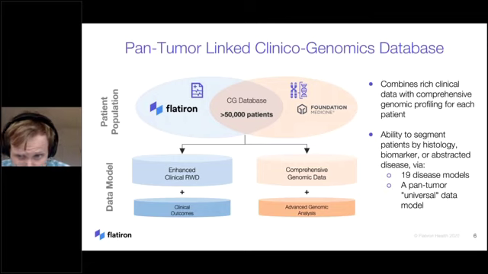This is one of our products that uses external data as well. So we have our Flatiron EHR data, which we unite with genomics data from a company called Foundation Medicine, and now we have over 50,000 patients where we have this enhanced clinical real-world data united with comprehensive genomic data from Foundation Medicine. So it allows us to segment patients by the cancer types they have or certain biomarkers or diseases within disease models or within a whole pan-tumor space.